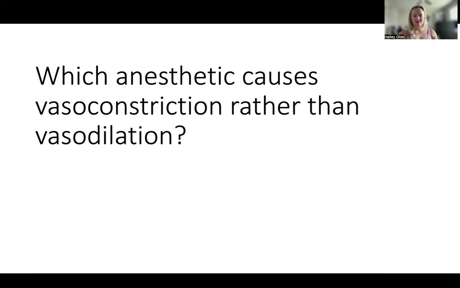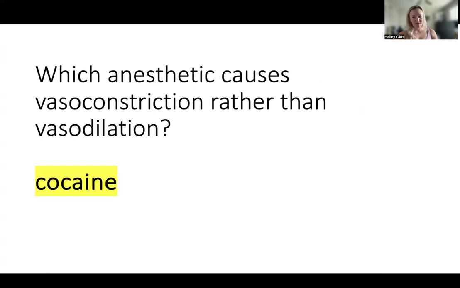What anesthetic causes vasoconstriction rather than vasodilation? And as a caveat, this isn't one we typically use, but this is just a little factoid. So it is cocaine, which used to be used as an anesthetic. And this is important to know because this is why we add epinephrine, because most of the anesthetics vasodilate, but the epinephrine helps to vasoconstrict, help with bleeding, help to keep the anesthetic truly local, things like that.